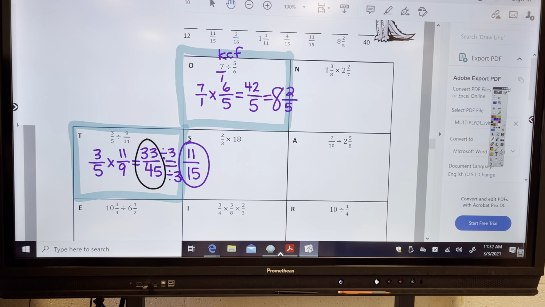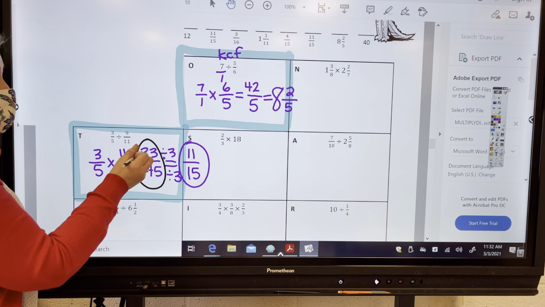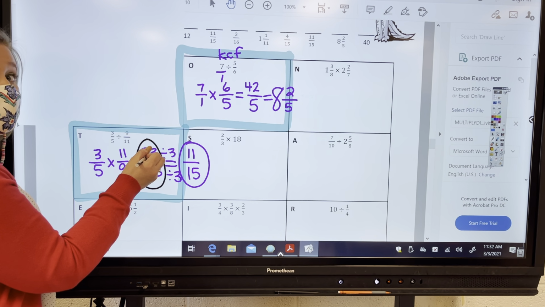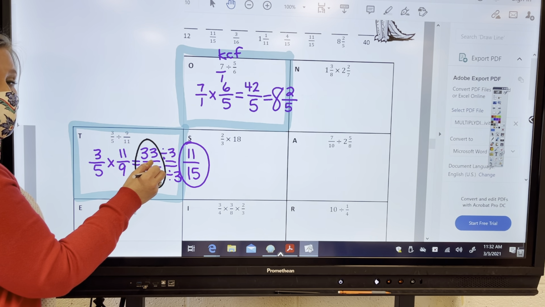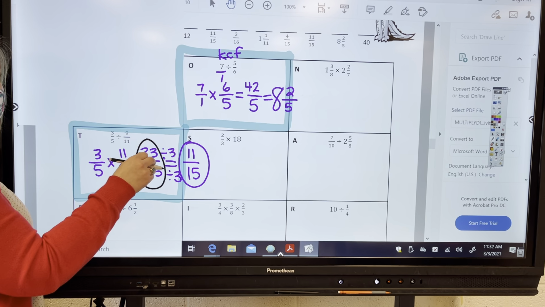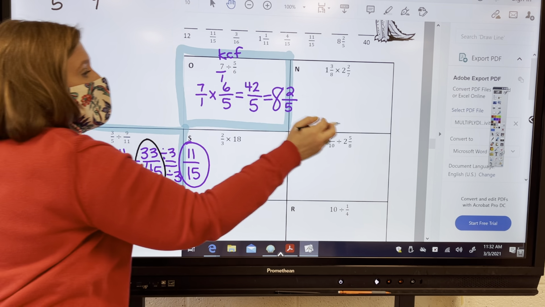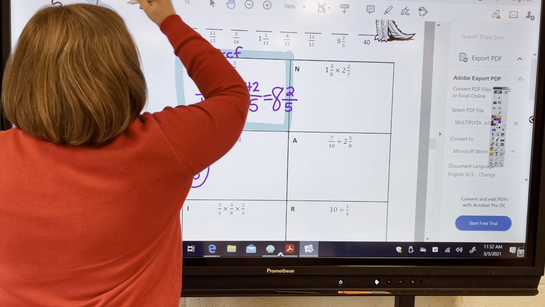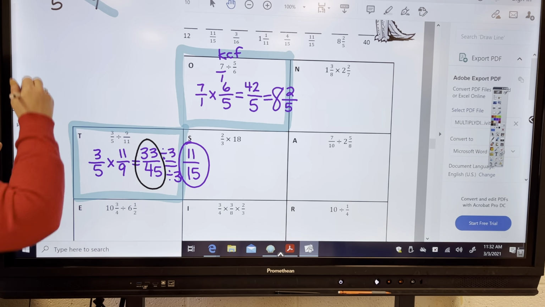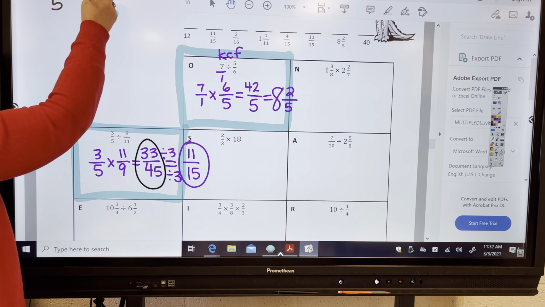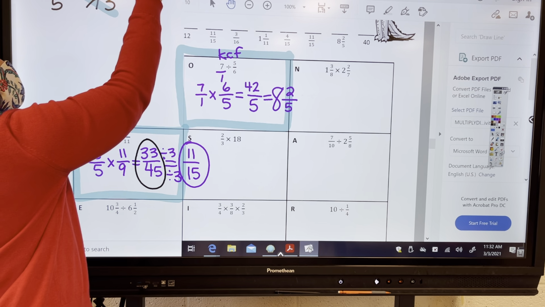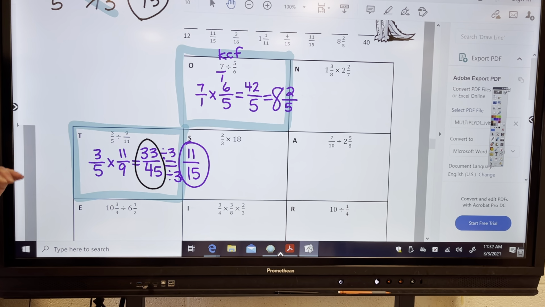And remember, if you can add the digits, it's a multiple of 3, then it's divisible by 3. 3 plus 3 is 6, so that one's divisible by 3. 4 plus 5 is 9, so that one's divisible by 3. Okay, that's how I knew. You could have also simplified before you multiplied, because 3 and 9 are multiples of what? 3. 3 divided by 3 is 1. 9 divided by 3 is 3. 1 times 11 is 11. 5 times 3 is 15. So you would not have had to simplify, but that's just a personal preference, okay? You just have to be careful either way you do it.